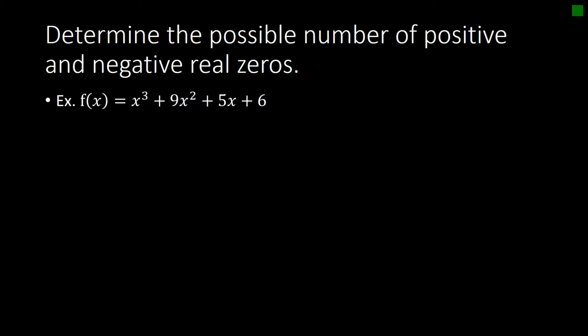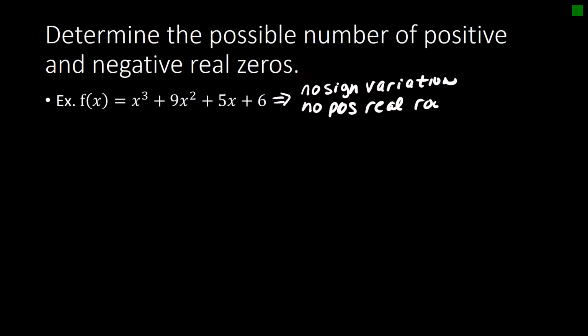Here we want to determine the possible number of positive and negative real zeros. So we look at f of x here. We have x cubed plus 9x squared plus 5x minus 6. So looking at f of x, we have no sign variation, which means that we're going to have no positive real roots.